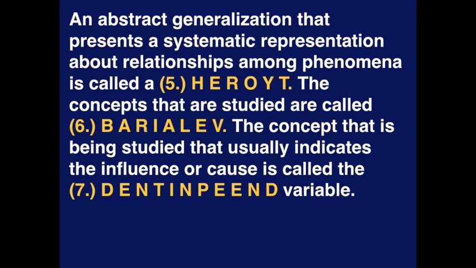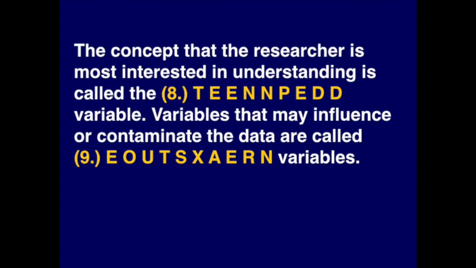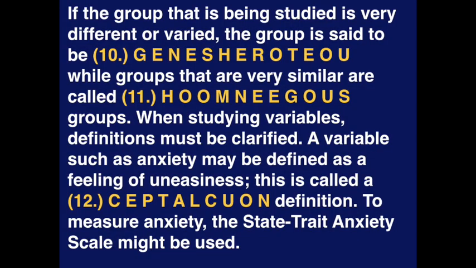The concept that is being studied that usually indicates the influence or cause is called the blank variable. The concept that the researcher is most interested in understanding is called the blank variable. Variables that may influence or contaminate the data are called blank variables. If the group that is being studied is very different or varied, the group is said to be blank, while groups that are very similar are called blank groups.